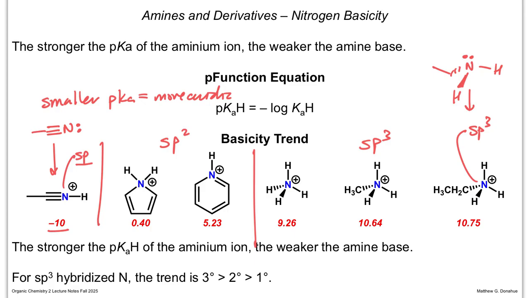So when we talk about basicity, really we're aligning it with this pKa scale. So sp3 is greater than sp2, which is greater than sp. And then the trend among sp3 hybridized nitrogens, when you classify them, tertiary is greater than secondary is greater than primary. Questions?